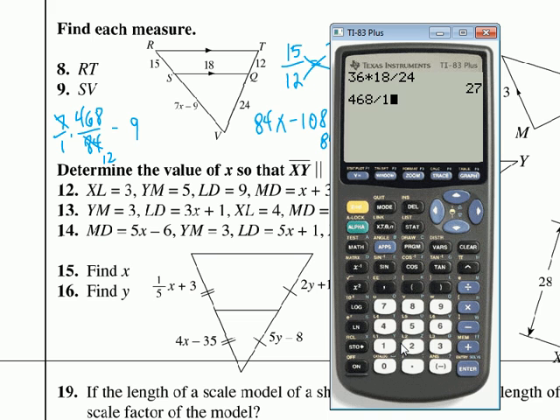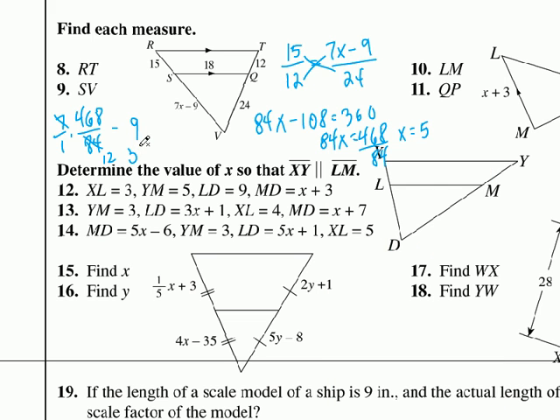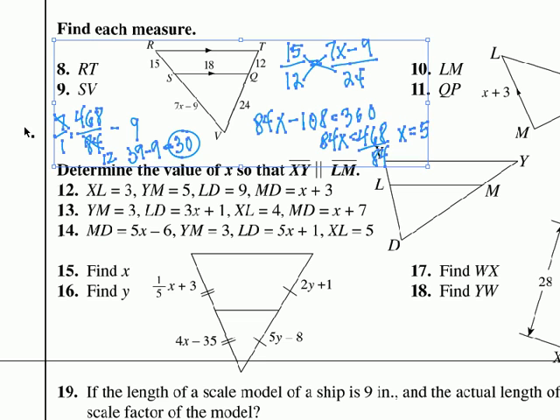468 divided by 12, and that's 39. Good. So 39 minus 9 is what? It's 30. All right? Just like Rachel said it was, and it would have been a lot easier. And I agreed with you. As soon as you showed me that, I agreed that that would be easier, but I just wanted to make sure that that did work. So that does work. If you wanted to go that direction, you feel free to do that.